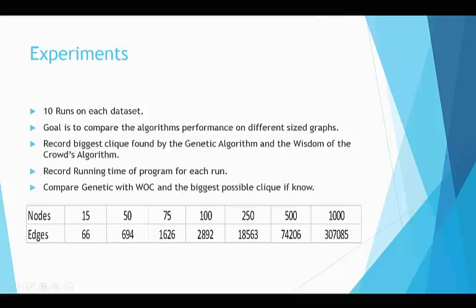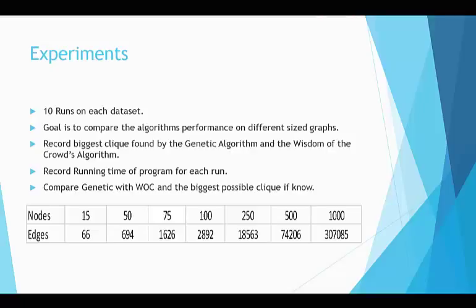So, some of the experiments I performed. The goal was to compare the algorithm's performance on different graph sizes. I wanted to see what the biggest clique found by the genetic algorithm was, and what the biggest clique found by the wisdom of the crowds algorithm was. I also recorded the running time of the program for each run, because I suspect that for bigger, denser graphs, the running time will be slower.